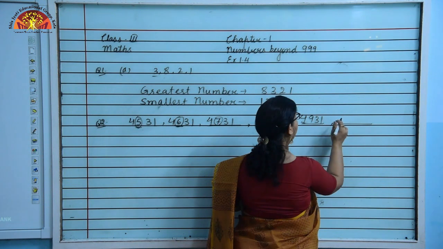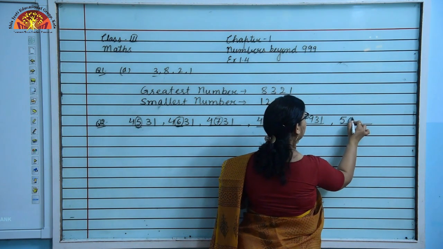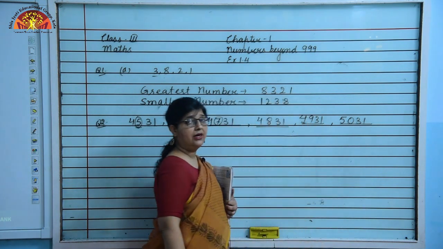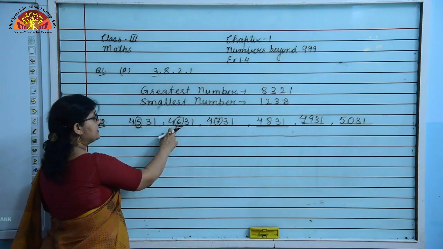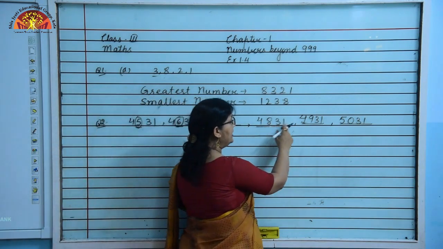So what number will we get? 5031. Understood? Here it was 6, then 7, then 8, then 9, now 10.